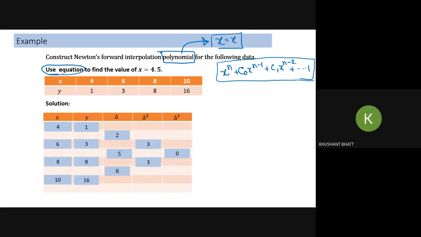Sir, what is different between the last example and this example? In the last example, we directly put the value x equals 4.5. If they ask us to find the polynomial, we directly put x equals 4.5. That's good enough. But in this case, we keep x as x so that we can find a specific polynomial. After finding the polynomial, we will plug in the value 4.5 for x and we'll get the result. Clear?